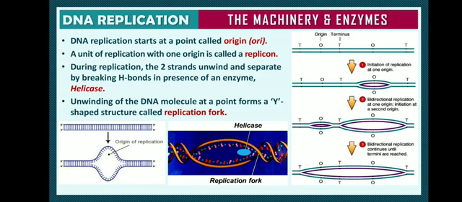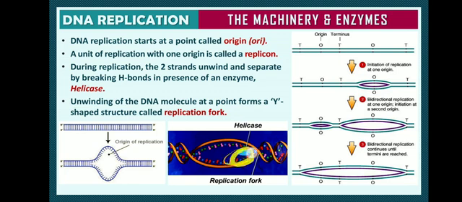A unit of replication with one origin is called a replicon. During replication, the two strands unwind and separate. That's what we call it: the double-stranded DNA gets separated and forms single strands, by breaking hydrogen bonds in the presence of an enzyme called helicase, students.